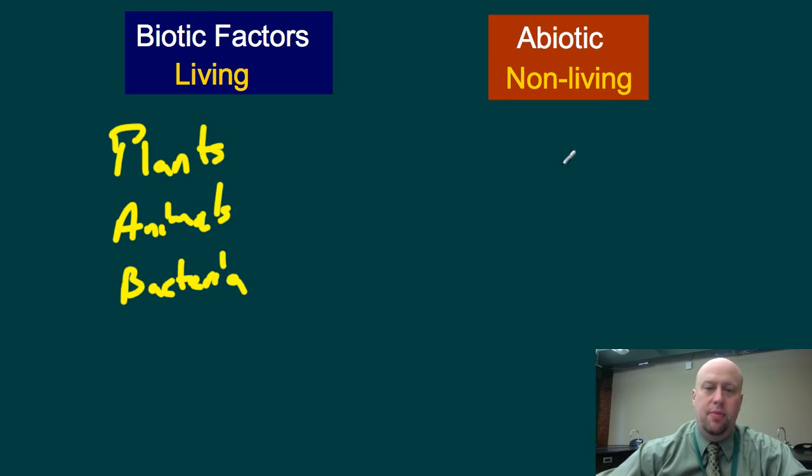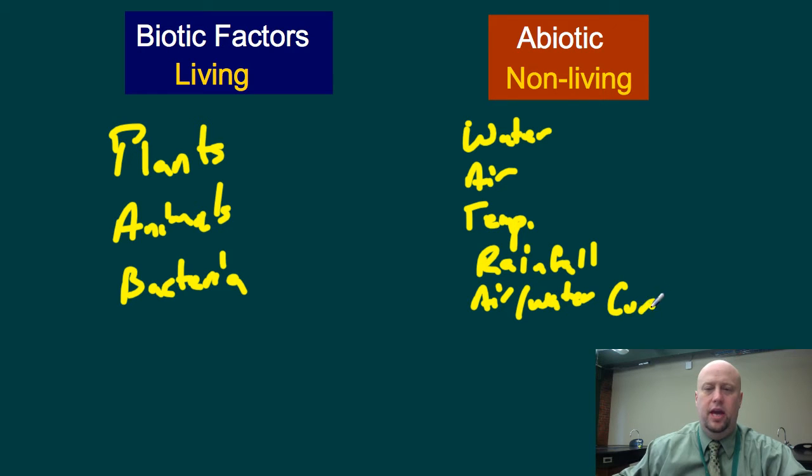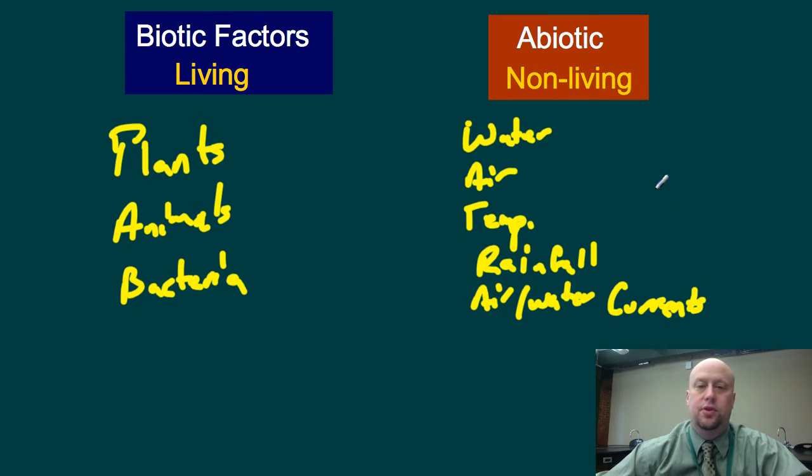And then if we jump over here to abiotic factors, what we have are things like water and air, and not just material things, but things like temperature. We've got things like rainfall, things like air and water currents. All of these things, and there are more than that, are abiotic factors: the minerals that are in the soil, the moisture level, the humidity, all of those types of things. These are things that affect the ecosystem, but they're not things that are actually living. So these things are important.